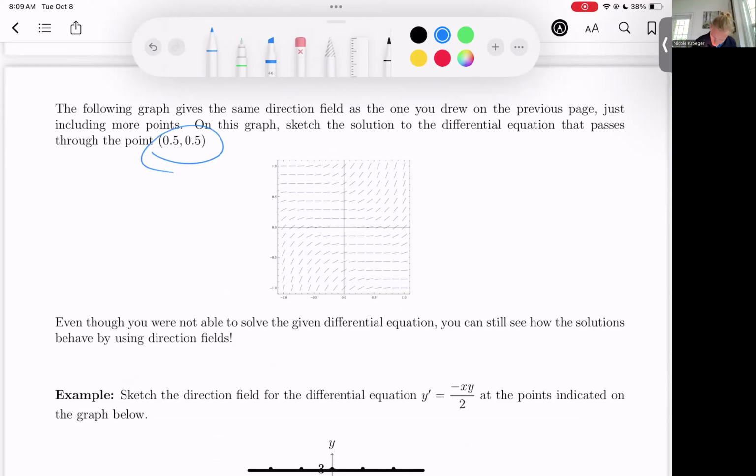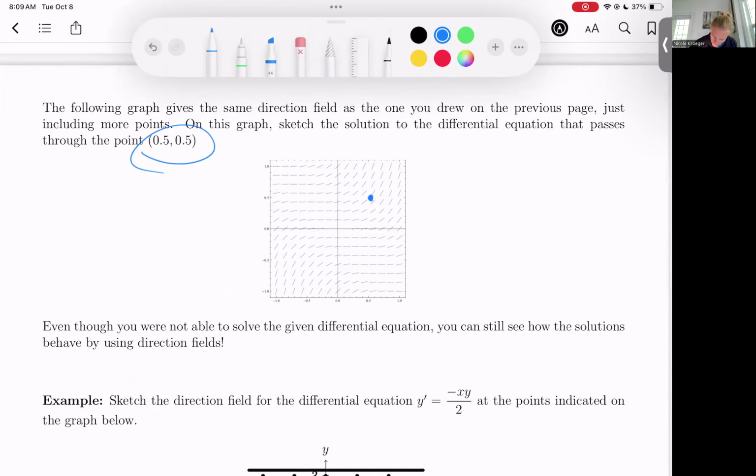So let's find that point. The point 1/2, 1/2 is maybe up here. And if I'm going to sketch the solution that passes through that point, what I'm going to do is follow those little line segments. It looks something like this, and then I follow them back the other direction, maybe something like this. So this is what that solution looks like.